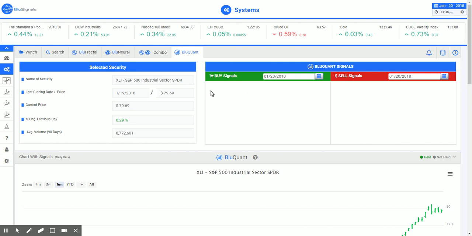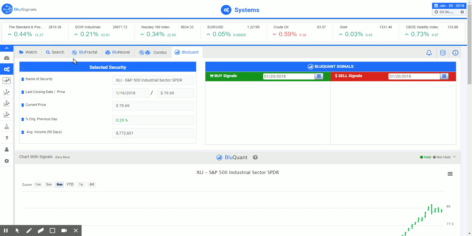And again, that would include the symbol, the price, and time that the signal occurred. There's also a pop-up indicator that alerts the user that a fresh BluQuant signal has occurred. This pop-up will register on the screen no matter where you are on the BluSignal platform.